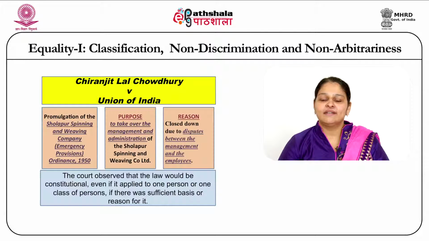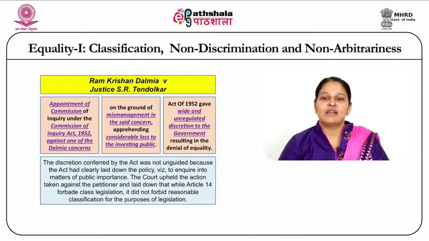The court observed that the law would be constitutional even if it applied to one person or one class of persons if there was sufficient basis or reason for it. In Ram Krishan Dalmia versus Justice S.R. Tendolkar, an Inquiry Commission was appointed under the Commissions of Inquiry Act 1952 against one of the Dalmia concerns on the ground of mismanagement in the said concern, apprehending considerable loss to the investing public.